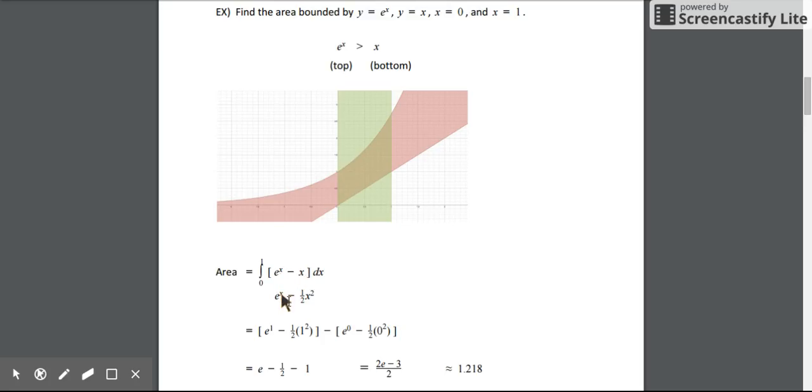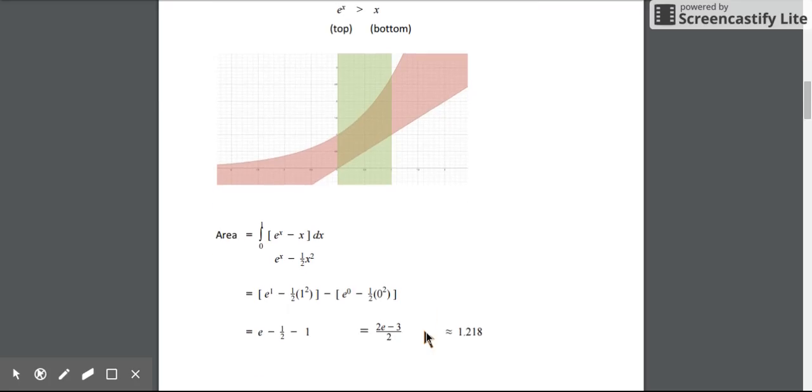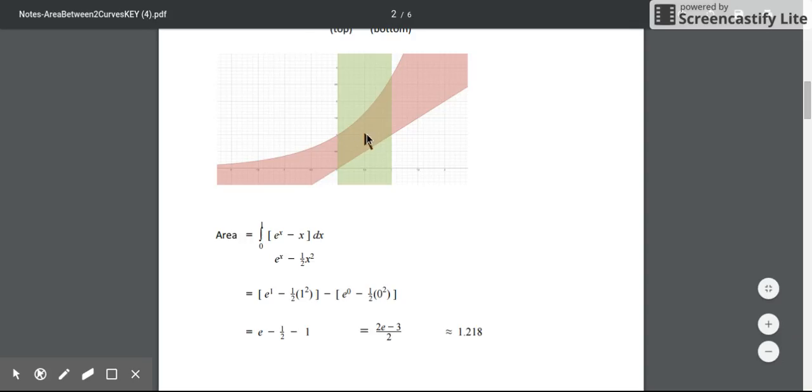The antiderivative of e to the x is e to the x. Antiderivative of negative x is negative 1/2 x squared. And if we evaluate that at 1, then we just get e minus 1/2. If we evaluate it at 0, e to the 0 is 1. This becomes 0 over here, so we're subtracting 1. So this simplifies to e minus 1/2 minus 1, or e minus 3/2. We can represent it a couple of different ways, but that's the area in between those two curves on that interval, or the area bound to that region.